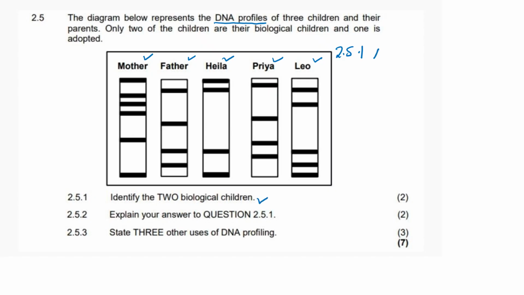The 2 biological children are Helia, and whom? And Leo, right? If you take a ruler and you match the strands, the strands that are matching more are Helia and Leo. The strands for Helia and Leo, right? Therefore now 2.5.2. Explain your answer in question 2.5.1.